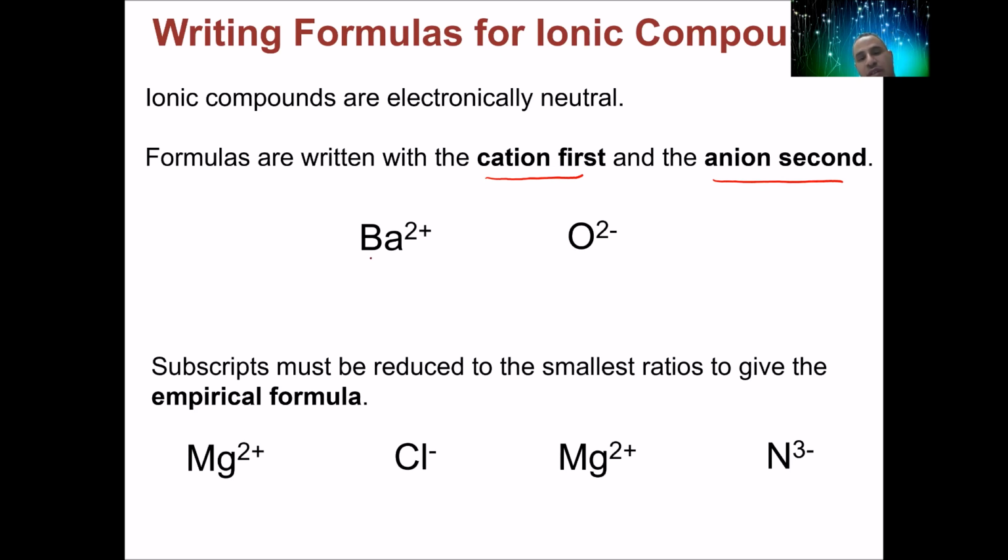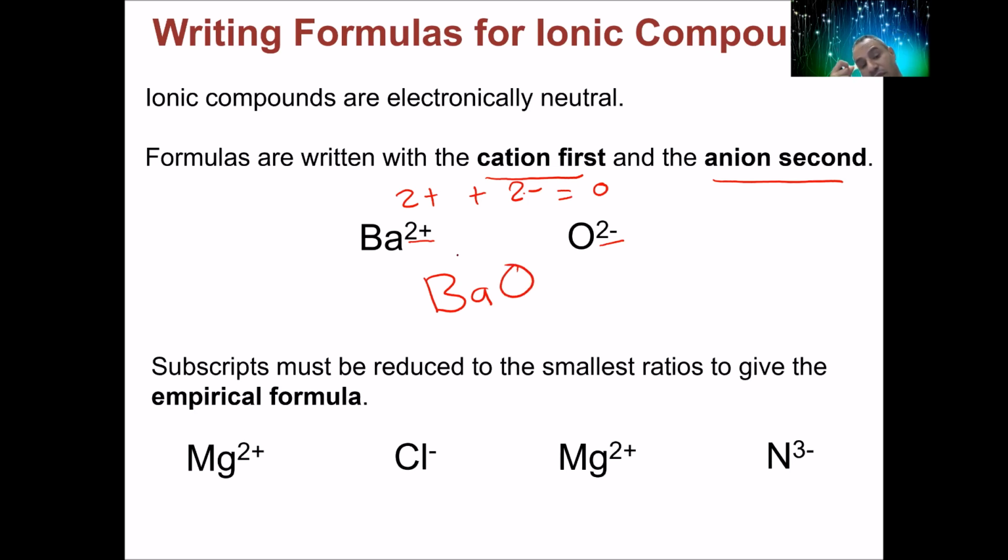So if you have a combination of barium with oxygen, barium is in group 2, so it's expected to lose 2 electrons and make a 2 plus cation, while oxygen is in group 6, so it's going to gain 2 electrons and become a 2 minus anion. And again, we need to combine these two ions to make a neutral formula. One barium ion plus one oxide ion is going to add up to a neutral combination. So the formula for this combination is going to be barium combined with one oxide.